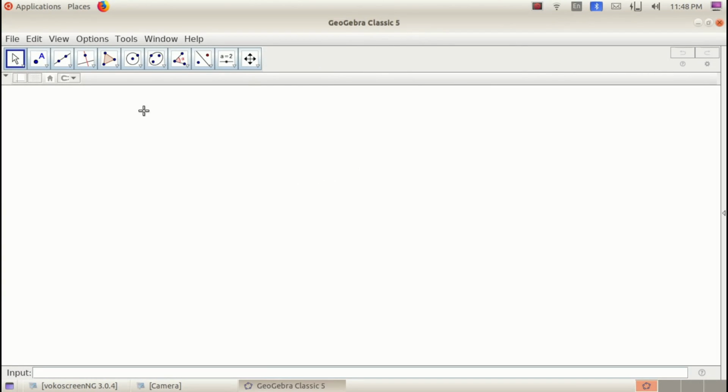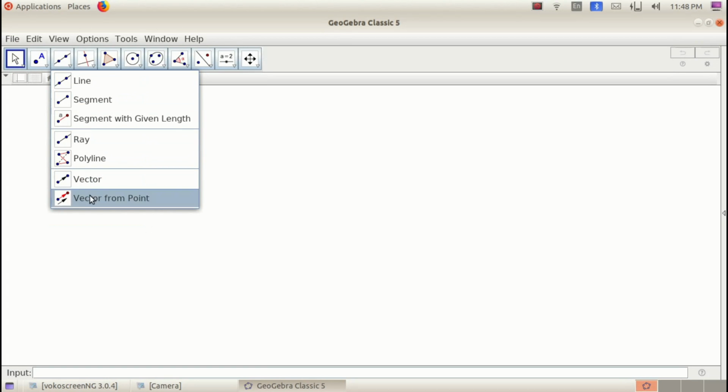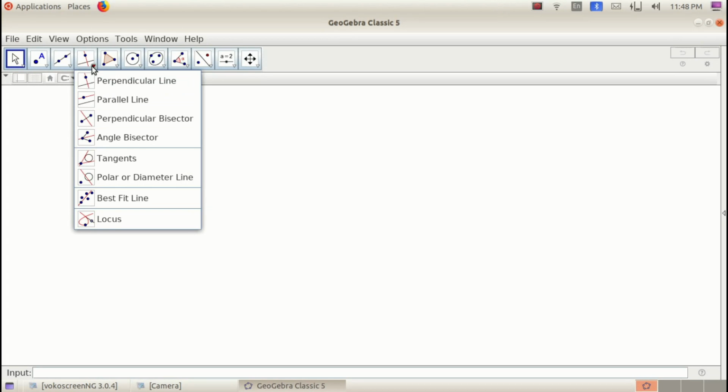Maximize it. We can see many tools in the toolbar. If we click on each toolbar, we can find the facilities there. What are the actions or facilities included in each toolbar? Move tool. Second, point tool, with many things related to point. Third one, line tool. You can read line, segment, and so on. This also has line tools with special features: perpendicular line, parallel line, perpendicular bisector, and so on.